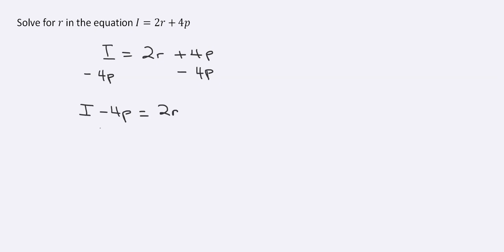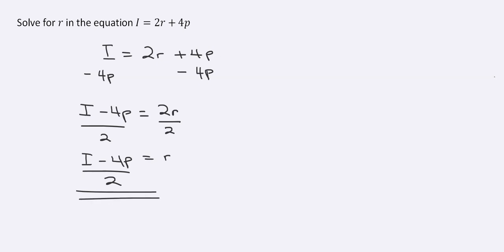Now we need to isolate r by dividing both sides by 2. Remember, when we isolate, we want to make sure that the variable stands on its own. So we have 2r divided by 2, which gives us r. And then we have I minus 4p, over 2. So this is what we're going to get for our solution.